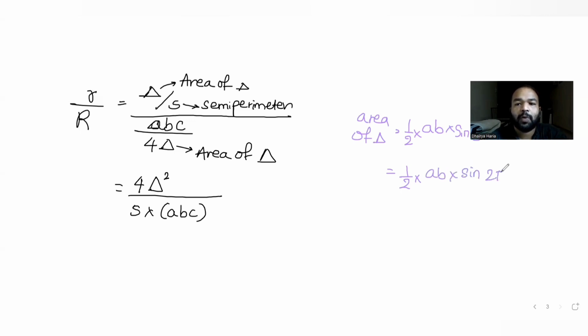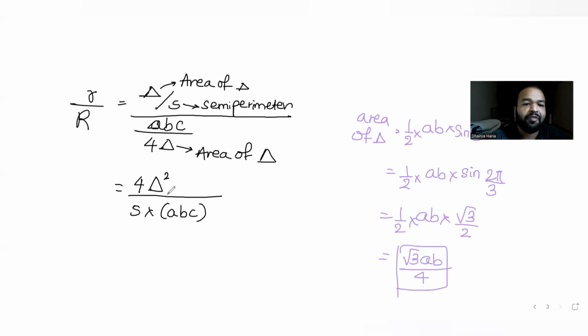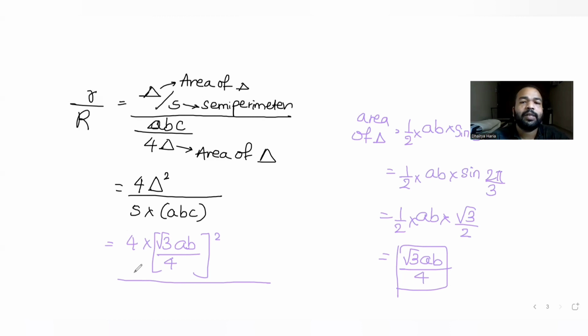We already found out that it was 2 pi by 3 radians. That is 120 degrees. And 120, if you see, is in the second quadrant, where sine is positive. So sine of 120 is equal to sine of 60. Sine 60 comes out to root 3 by 2. So you get this as root 3 into AB by 4. So if you write that here, you get root 3 AB by 4 the whole square upon S, which is nothing but the semi-perimeter, and semi-perimeter means the sum of all sides divided by 2. A into B into C, so I'll write it as it is.